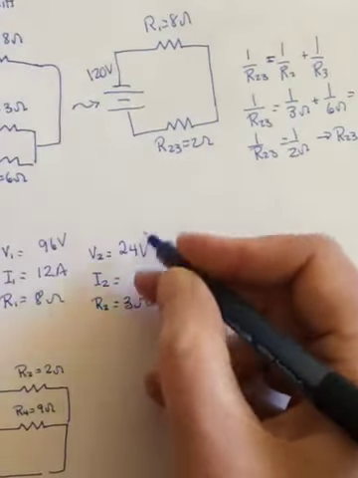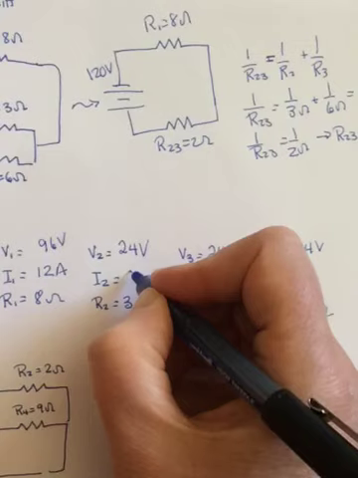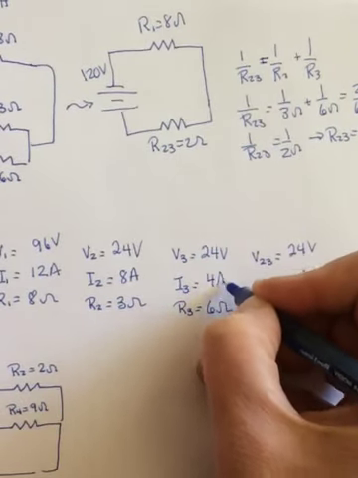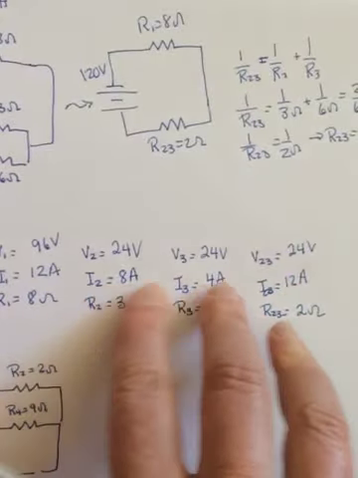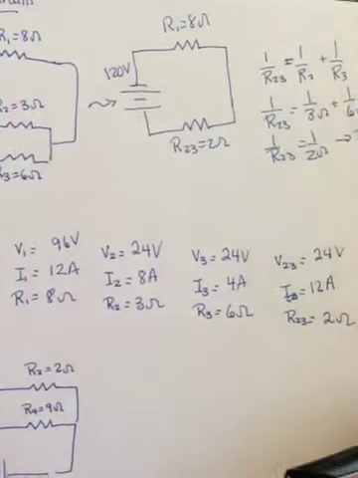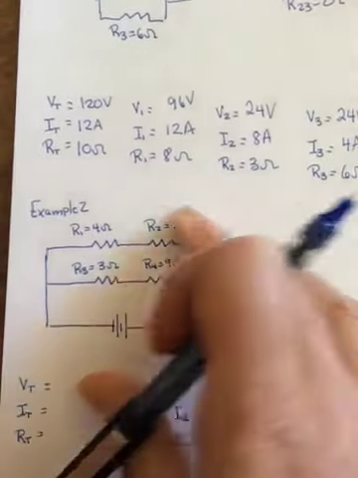And now I can find my I's. 24 divided by 3, 8 amps. 24 divided by 6, 4 amps. These two should add back together to give me 12, and they do, and I'm done. Easy, right? All right, example 2.